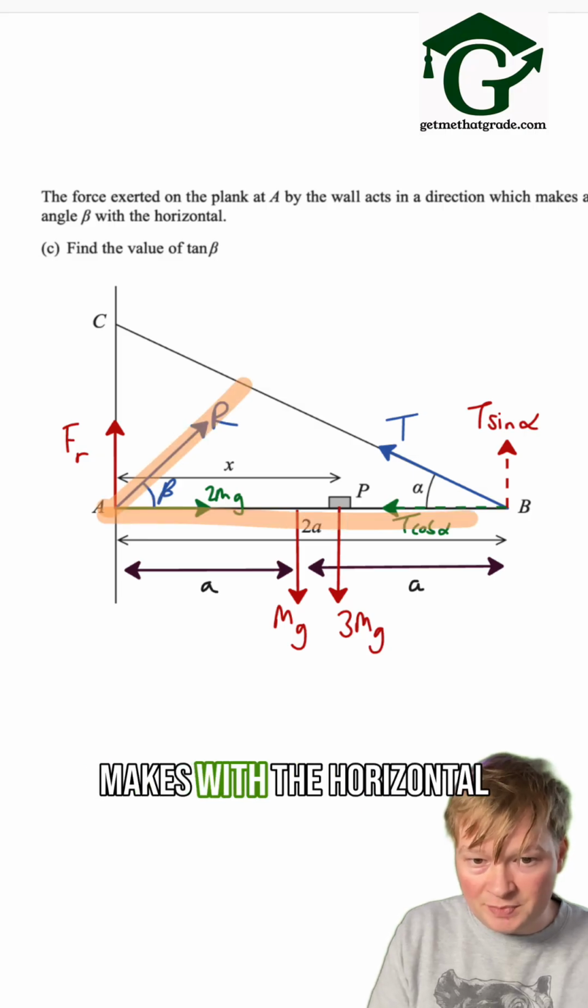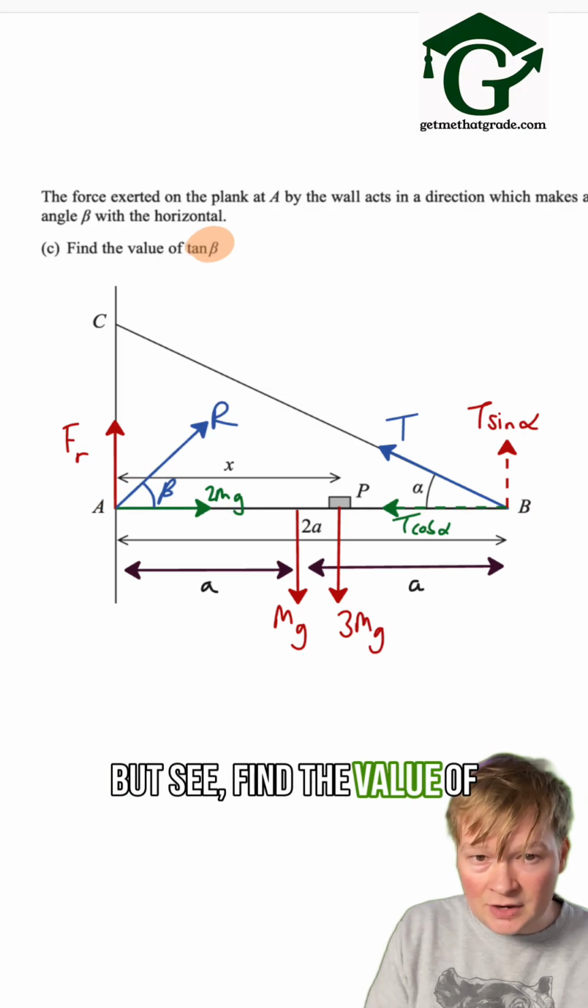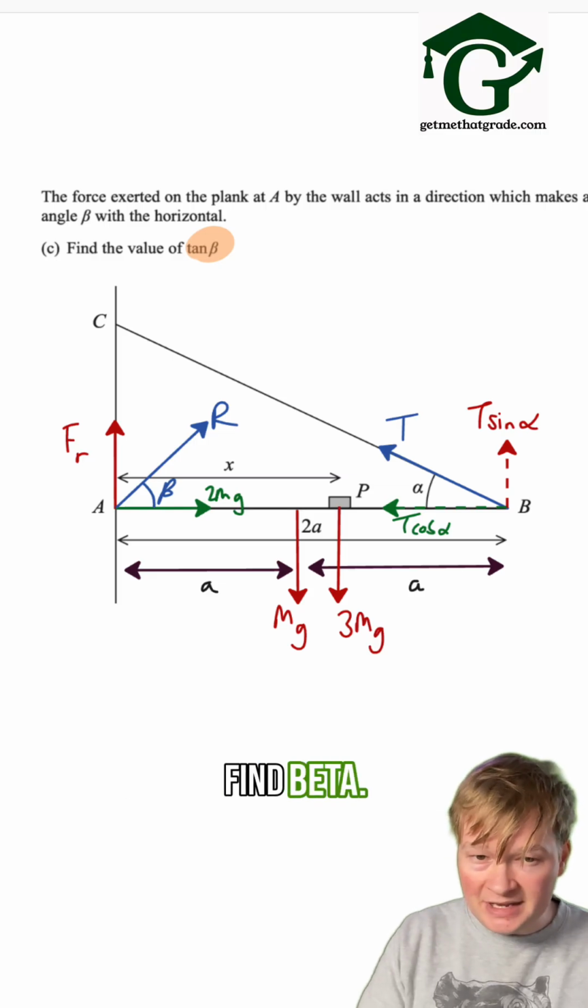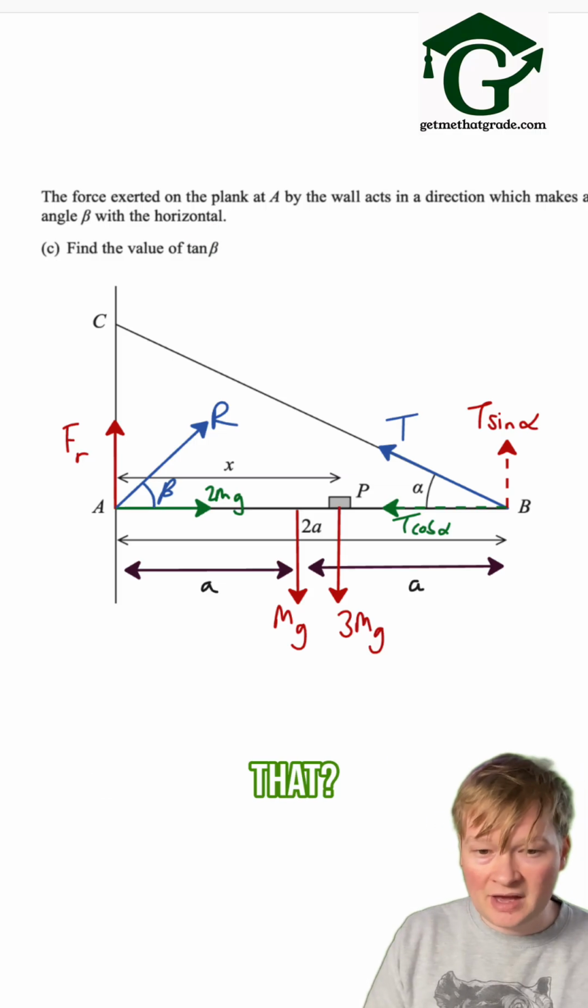So the angle that this force makes with the horizontal is beta. I've just shown that on the diagram here. Part C. Find the value of tan of beta. So they're not asking me to find beta, they're asking me to find tan of beta. Be careful. So how am I going to do that?